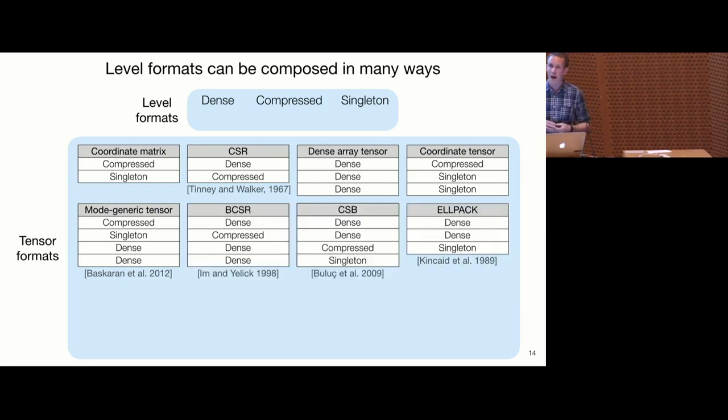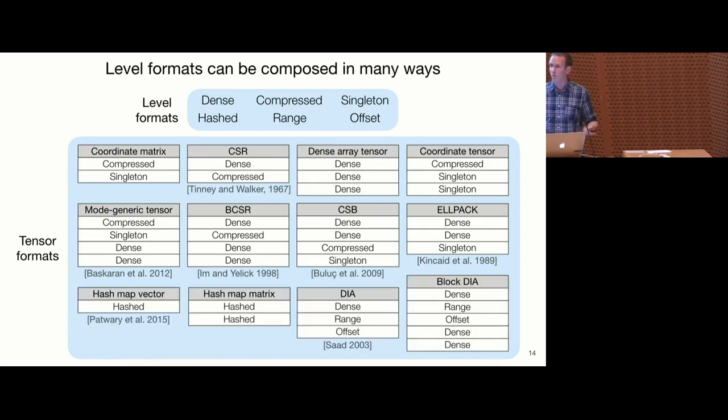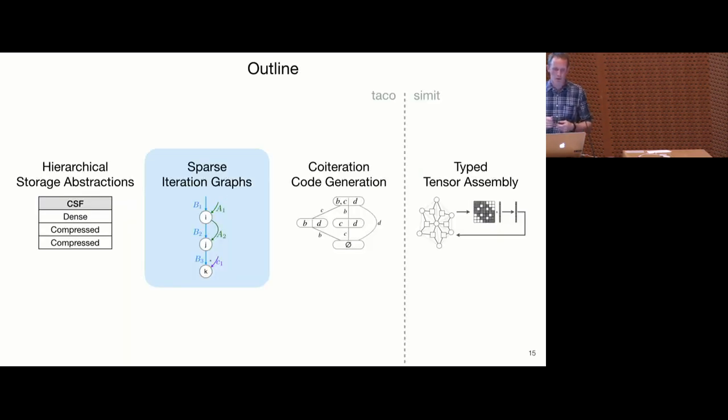I can also add dimensions to create blocked matrices and blocked tensors. So for instance, a blocked compressed sparse row matrix would be a dense dimension, then a compressed dimension, that's CSR, followed by 2 more dense dimensions for the inner blocks. And if I add some more types, hash maps, ranges, and offsets, I can create more formats from the literature. And this is just showing common matrix formats. We can create any number of formats for different modes by putting these things together. So that's the data structures.